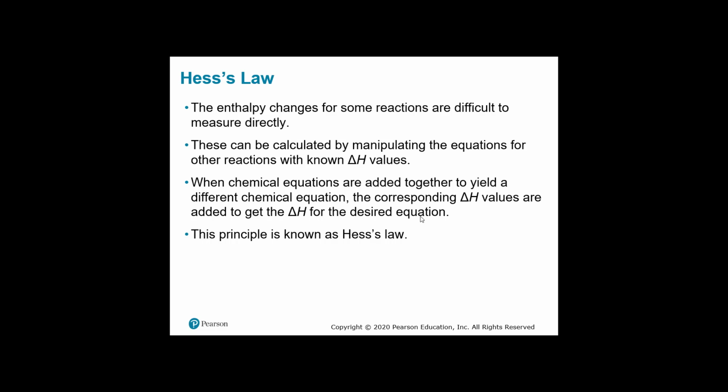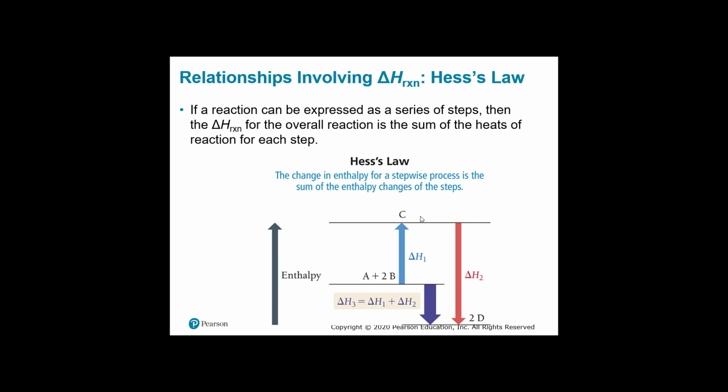When chemical equations are added together to yield a different equation, the corresponding values are added to get the desired equation. So they're added together, but we sometimes have to adjust that. This is called Hess's law. Pretty much, we can take the overall reaction as the sum of the heats of reaction for each step. So through the sum of these steps, we can add them together and get the value for our desired reaction.